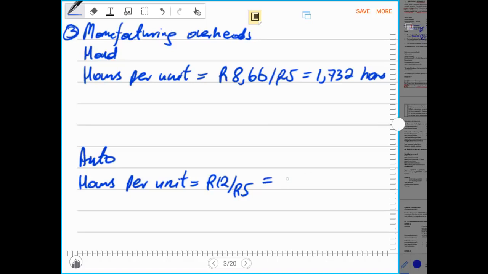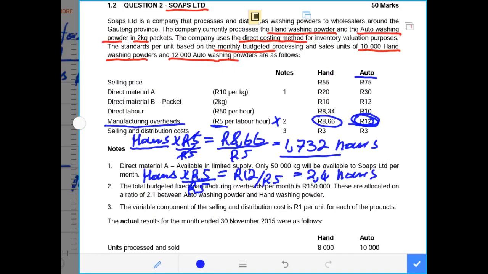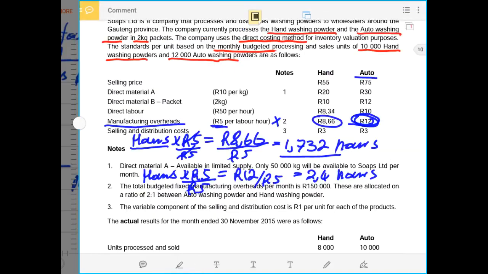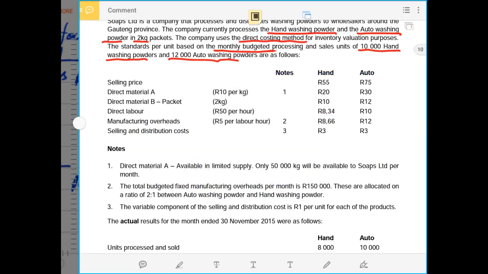5 rand per hour gave us 2.4 hours. It gave us 2.4 hours. So now we have calculated all the hours that are required to complete 1 unit of hand washing powder, and all the hours that are required to complete 1 unit of auto washing powder.